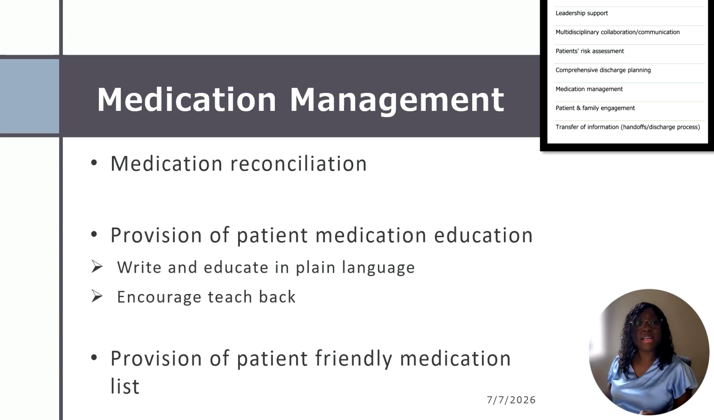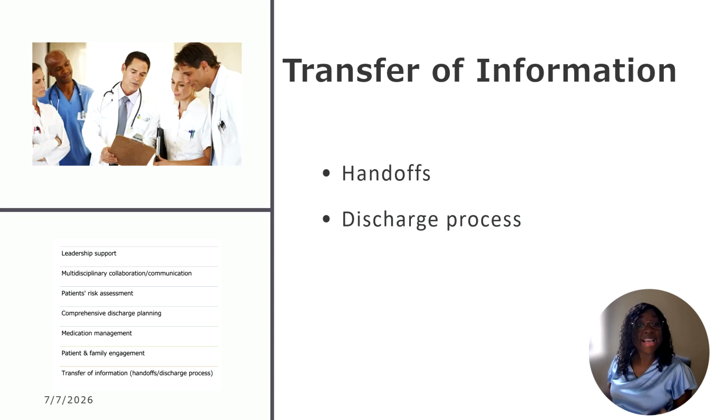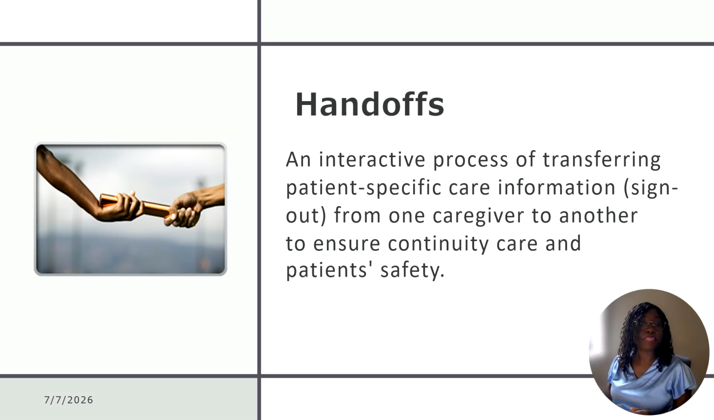Number five, medication reconciliation. This is a key component of effective transitions of care to mitigate medication errors. Six, patient and family engagement in healthcare is an important aspect of transitions of care. Help patients understand the nature of their diseases and involve them in the decision-making process. Lastly, the transfer of information through effective handoff and discharge process, which is crucial again in ensuring effective transitions of care. Now let us talk about the handoff process.